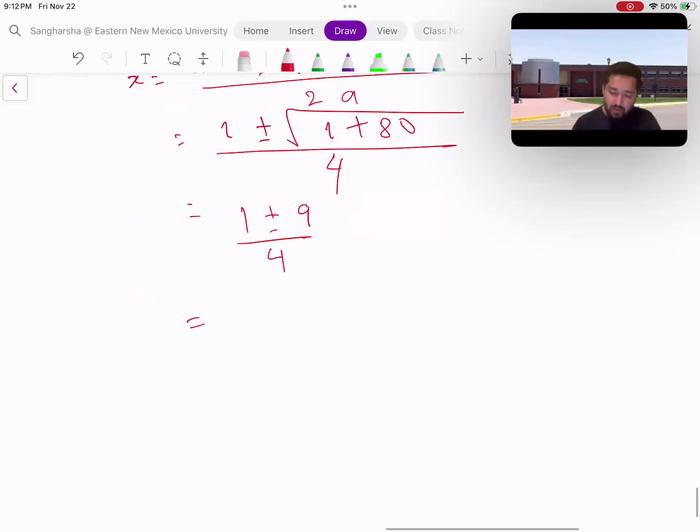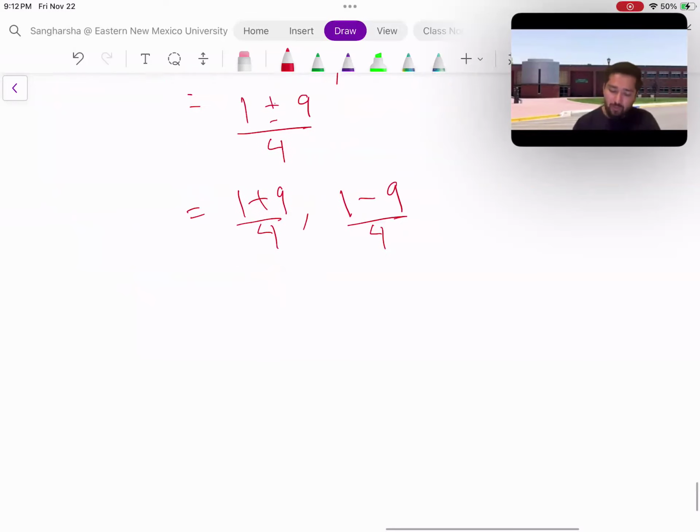The square root of 81 is 9, divided by 4. You take positive 1 plus 9 divided by 4. You take negative 1 minus 9 divided by 4. So we have 1 plus 9, that is 10 divided by 4, and negative 8 divided by 4, which is negative 2.